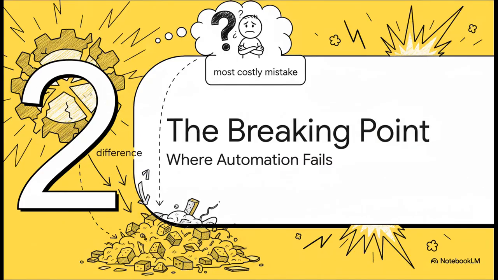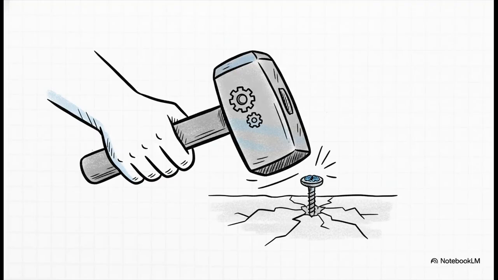Okay, so now that we've got the definitions down, let's talk about the breaking point. This is where that confusion leads to the biggest and honestly the most expensive mistake that a lot of teams are making. And here it is, the number one mistake: trying to solve an agent problem with an automation tool. It's like trying to use a hammer to drive a screw. It just doesn't work. What happens is teams get stuck trying to force this rigid, rule-based automation to handle problems that are complex and dynamic, problems that really need an agent's ability to think.